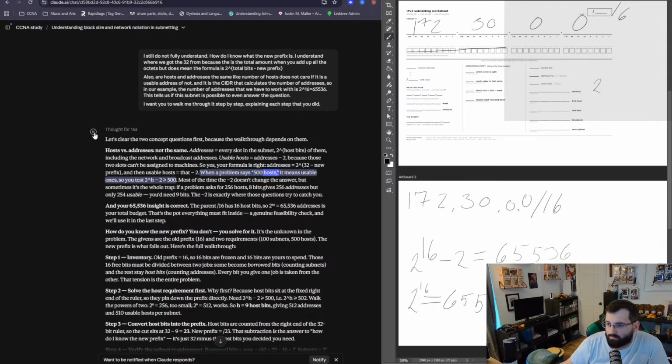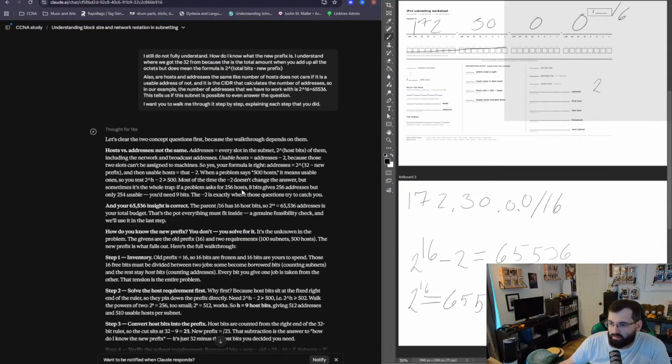Says 500 hosts, it means usable ones. So you test 2 to the H minus 2 greater than or equal to 500. Well, that's what I did. I did 9. 2 to the power of 9 minus 2 is 510, which is over 500. Most of the time, the minus 2 doesn't change the answer, but sometimes it's the whole trap. If a problem asks for 256 hosts, 8 bits gives 256 addresses, but only 254 are usable.